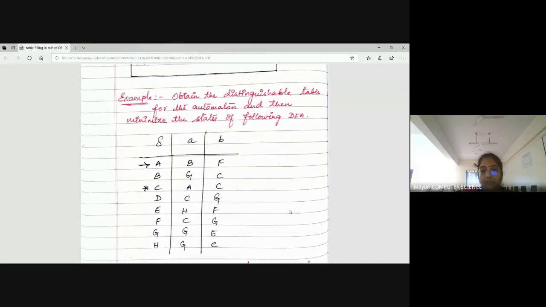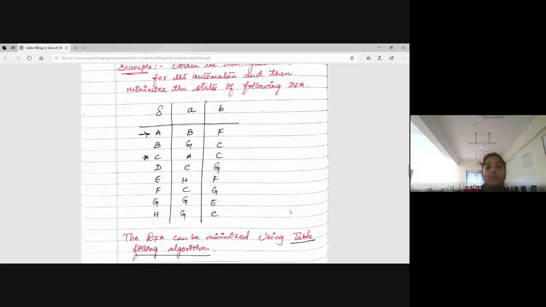So better if it is mentioned table filling method, go with that, or else no need. Next class I will explain one more method which is easier than table filling method, because it will take much time. Few times this method is asked. Few times they didn't mention table filling method, so learning both is better.